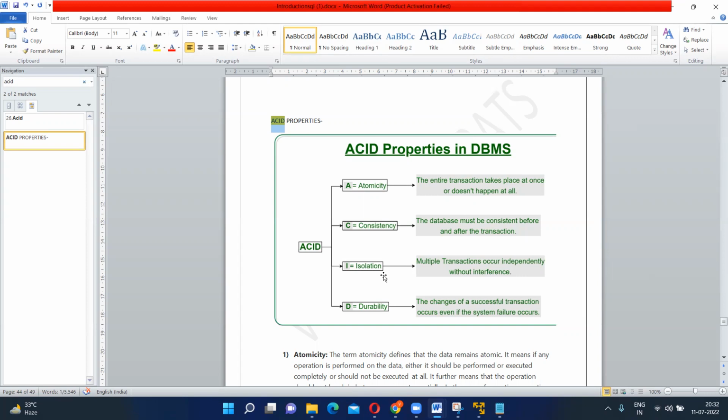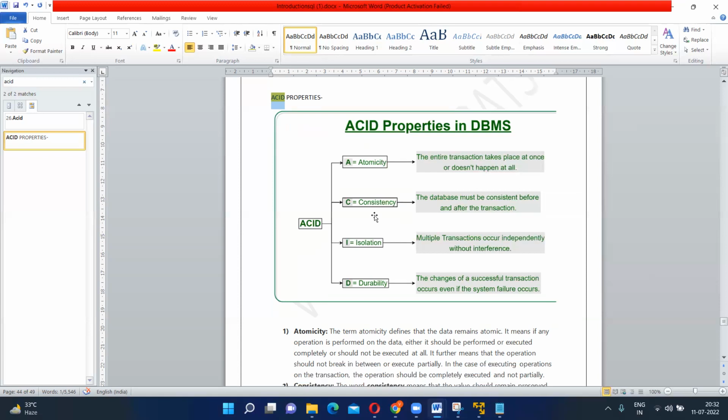A is for atomicity, which means only the entire query should get executed. Consistency means that the referential integrity constraint should be maintained. Isolation means if we are executing multiple queries, then everyone should execute independently. Durability means the query output should be durable. It will be shown. We close the DBMS, open the DBMS, and that particular output will still be there. That is called durability.